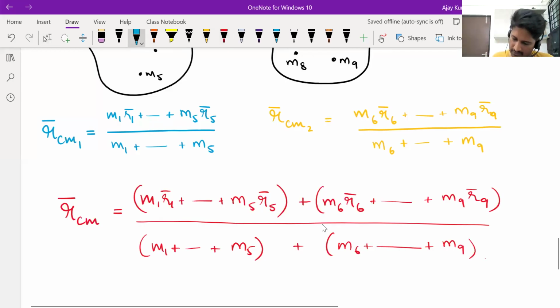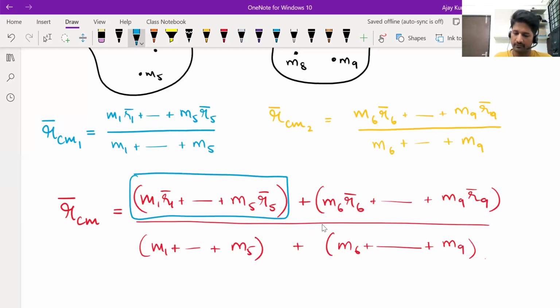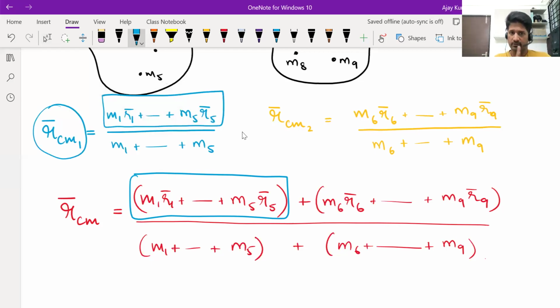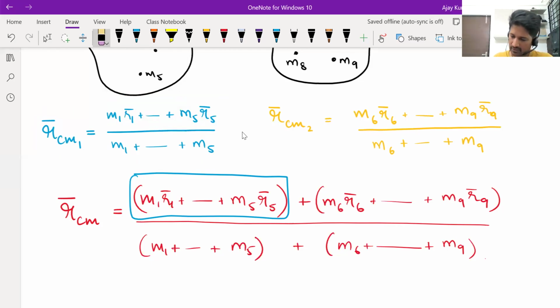Now you observe this first term, M1 R1, okay, the first bracket, so on up to M5 R5. We can see that here also. Okay, and what can this be written as? This can be written as RCM1, that is the position of center of mass of the first system, multiplied with the total mass of the first system. We can write it like this. Okay. So whatever I have marked in the rectangular blue box, I can write this as RCM1 multiplied with total mass of the first system. For total mass, I'm using capital M.